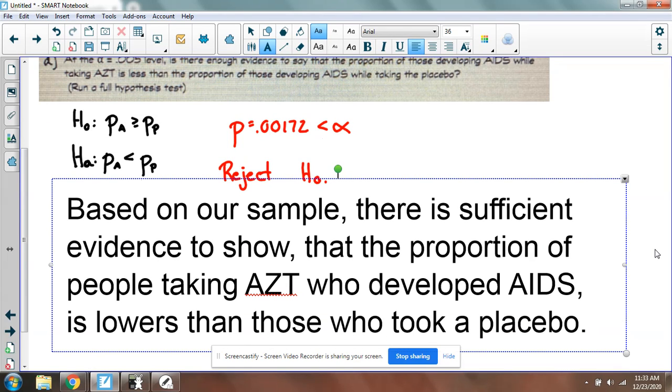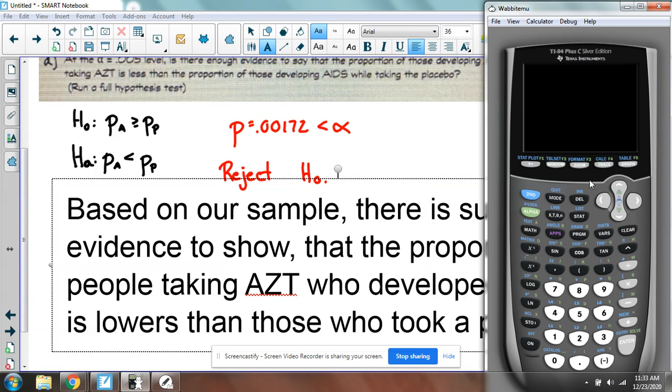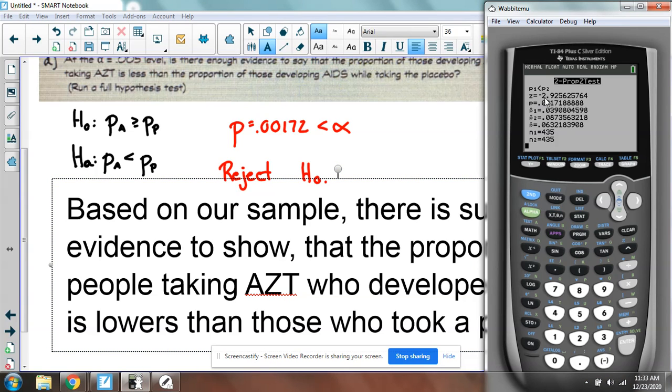I'm not sure what else he requests you to have in hypothesis testing. There's our statements, there's our p-value, alpha. You might want to list your z-value as well. I don't think my students do that, but there you go.